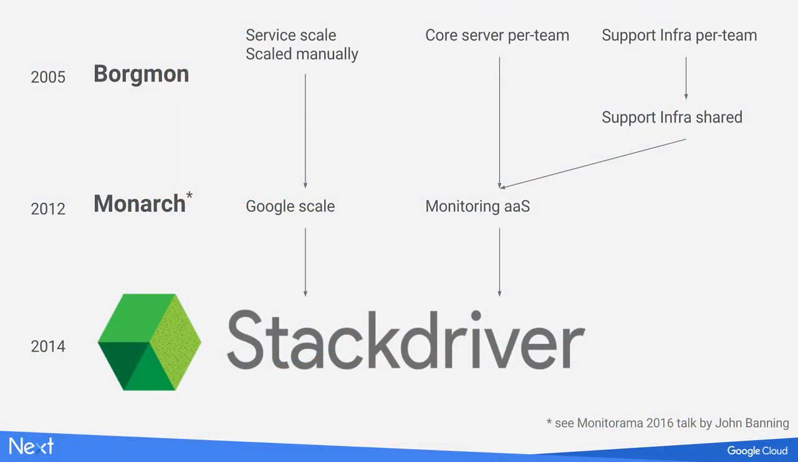And in 2012, Prodmon SRE took on Monarch as the new state-of-the-art. Monarch is a large distributed monitoring system. If you're interested, there's a great talk by one of the Monarch TLs, John Banning, given at Monitorama 2016. You can find it online. It is Google scale in one system. So we actually literally monitor all of Google in one monitoring system.